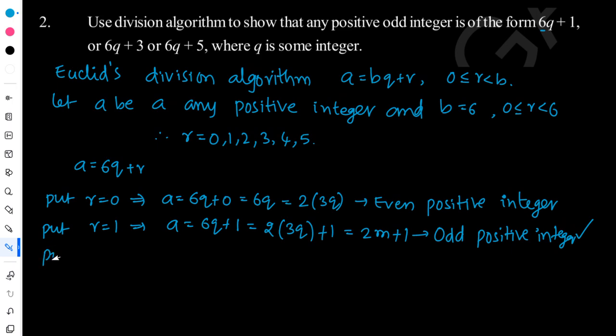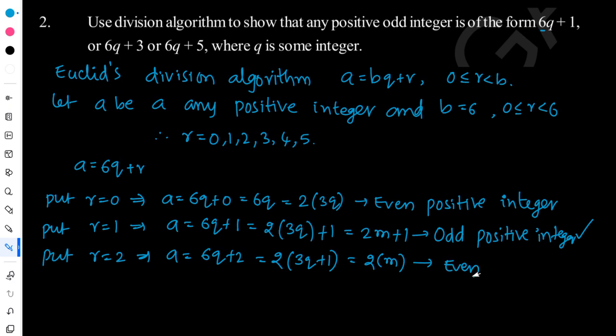Now put r equals 2. a equals 6q plus 2. What is common? In both terms 2 is common. It becomes 2 into (3q plus 1). Now it is 2 into something; write it as m. Now it is divisible by 2, so it is an even positive integer, not an odd positive integer. So don't take this one. 6q plus 2 is an even number, and 6q plus 1 is an odd number.